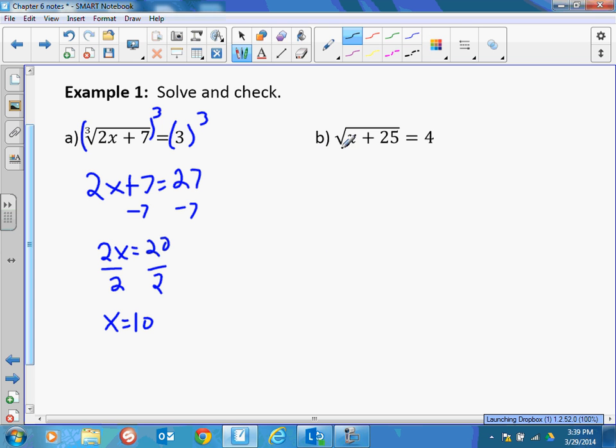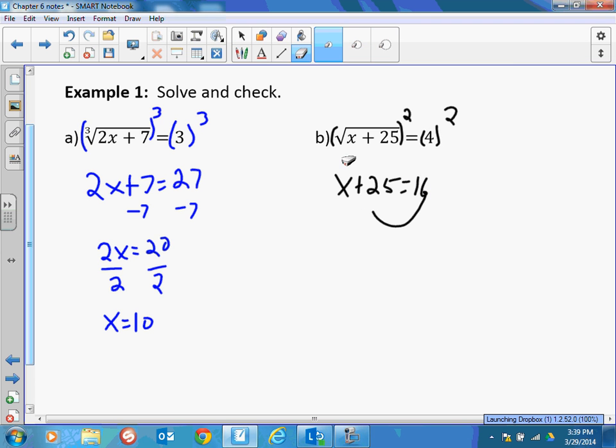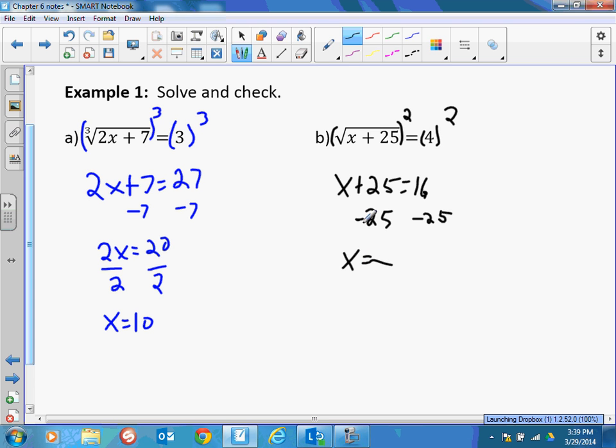Okay, the next one, we have the square root of x plus 25 equals 4. Well, how do we get rid of the square root? We square it. So we're going to square both sides. So we have x plus 25 equals 4 squared, which is 16. And then we're going to solve for x by subtracting 25 from both sides. So then we have 16 minus 25, which means x equals negative 9.